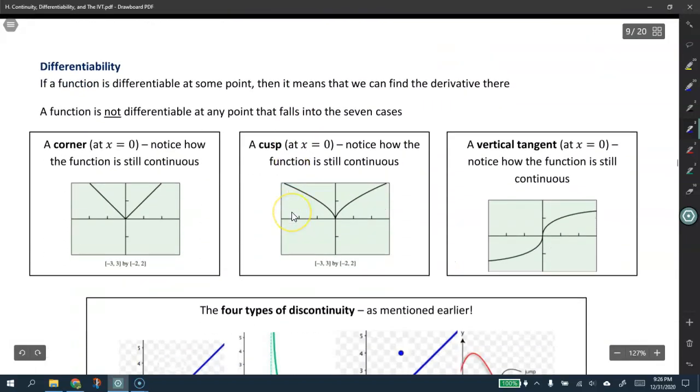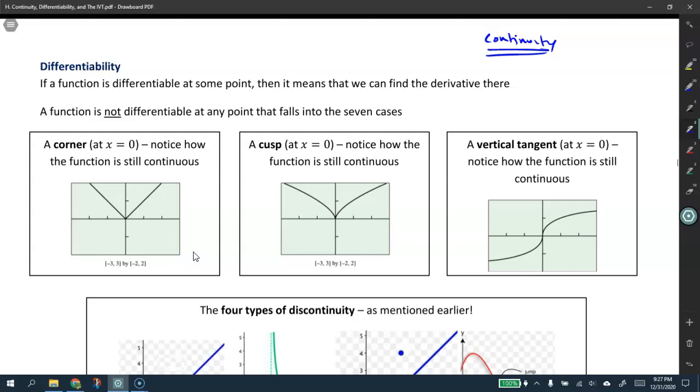Okay, now what we're going to do is talk about differentiability. So much of this conversation about differentiability is going to sound an awful lot like continuity. So feel free to pause, go back, and rediscover what continuity is. But I do touch on the differences as I continue to talk about differentiability.